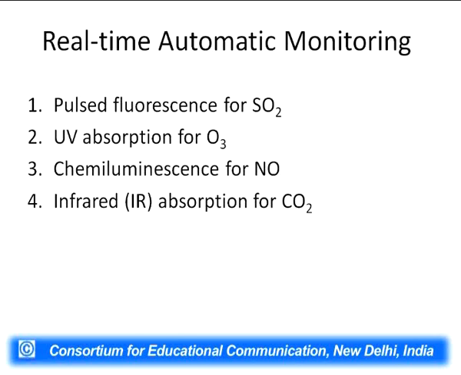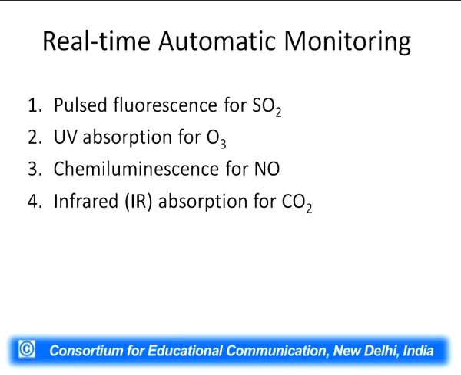Apart from these manual samplings, there are some automatic sampling methods too, depending upon the character or some properties of those particular gases, like SO2 has fluorescence property. So this fluorescence property is used, and its concentration determination can be done, and the instrument is known as pulse fluorescence.